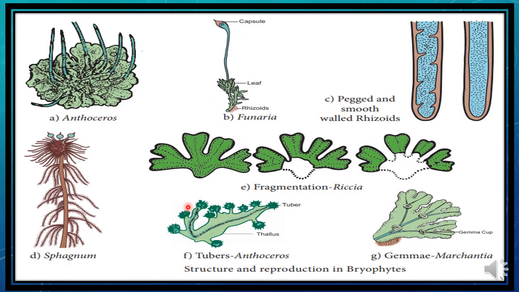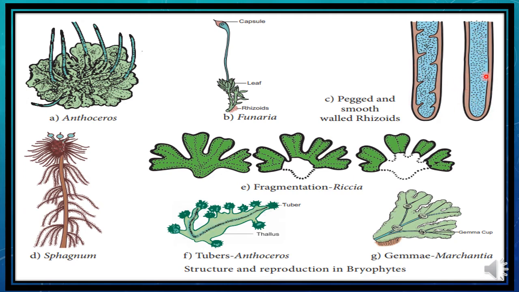So this is some structure and reproduction in bryophytes. This is Anthoceros and it belongs to hornworts, and this Anthoceros has a horn-like structure. The sporophyte is horn-like, so it is called hornworts. And this is a structure of Funaria. This is rhizoids and this is a leaf which is a gametophyte, and this is a sporophyte structure which consists of the capsule, and this is a Sphagnum species. This is a structure of rhizoids. It is pegged and smooth-walled rhizoids. Here it is pegged, it has a rough structure, and here it is smooth-walled rhizoids.